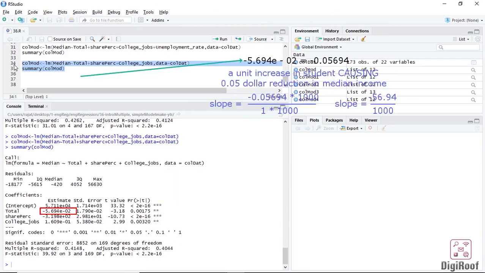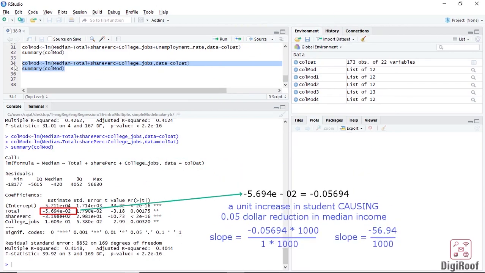0.05694. If we multiply both predictor and response by 1000, we can say that a 1000 unit increase in the number of students in a field would bring down the median income by $56. You see, what we have done here is that we multiplied both response and predictor by 1000. So minus 0.05694 multiplied by 1000 is 56.94, and the predictor 1 multiplied by 1000 would give us 1000.